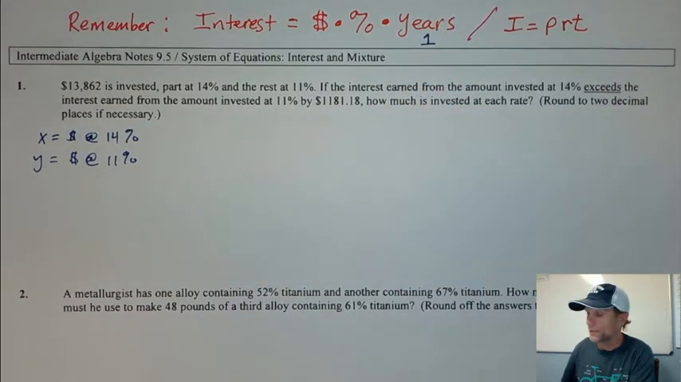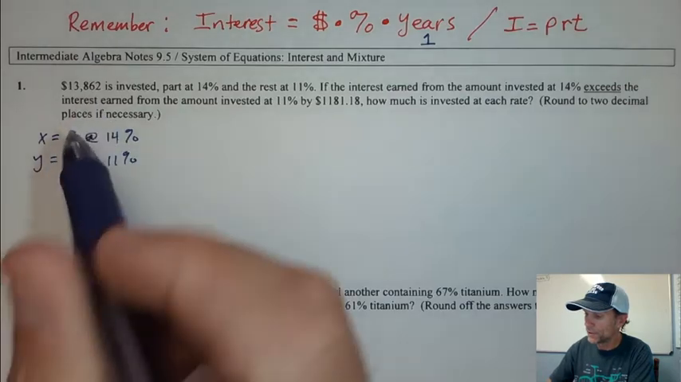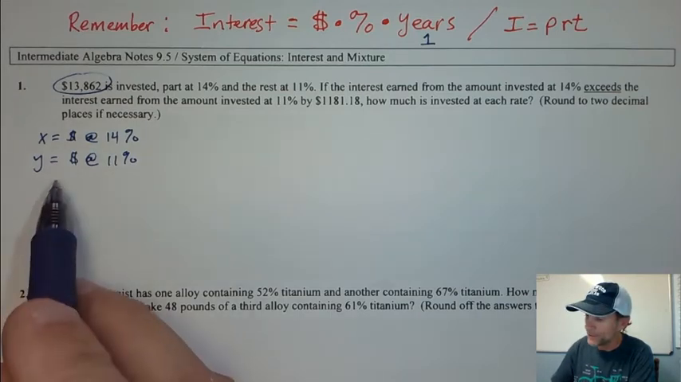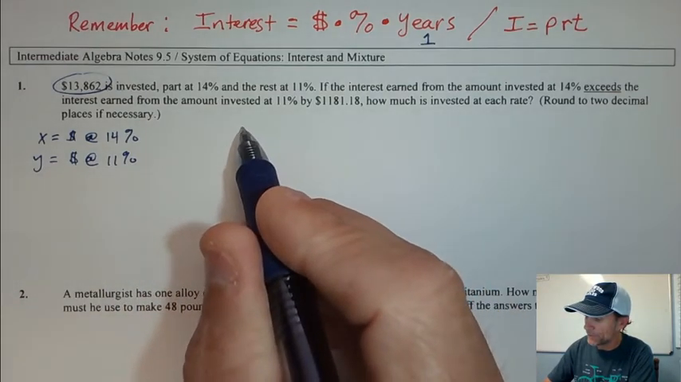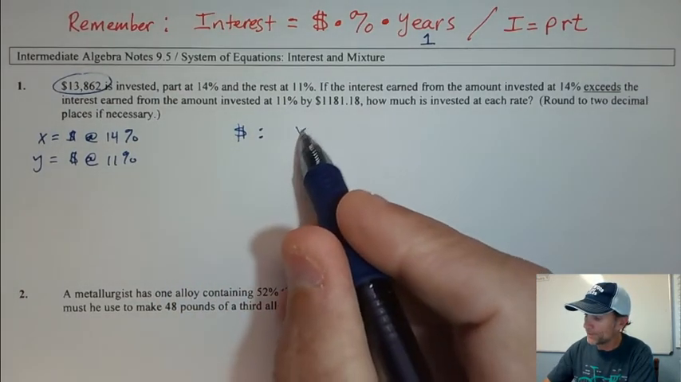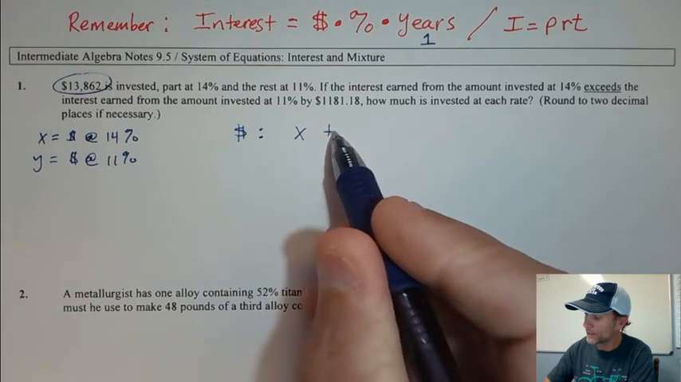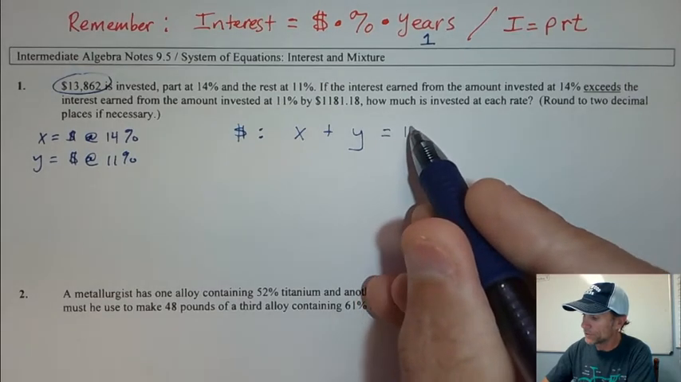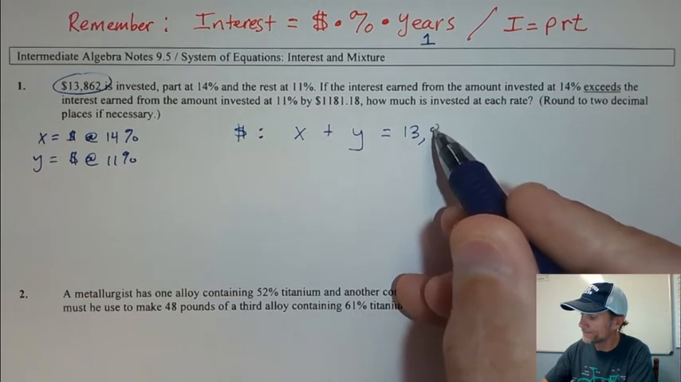So this first problem talks about money invested in two different investments. One is a 14% investment and another is an 11% investment. We have a total of $13,862 that's being invested. For the first equation, I'm going to think about just the money. We have the money from the 14% account and the money from the 11% account, and that's going to equal the total money invested.